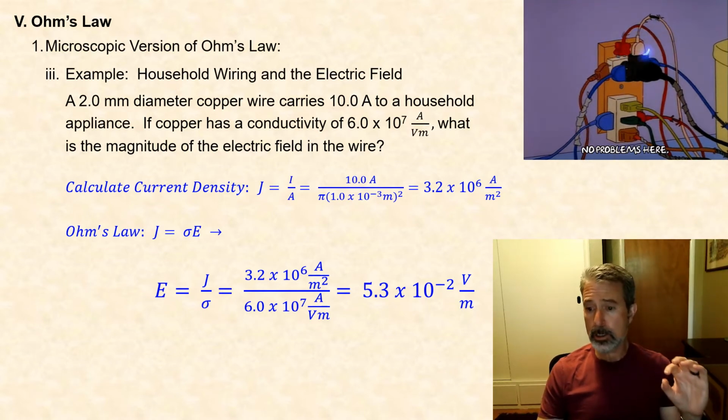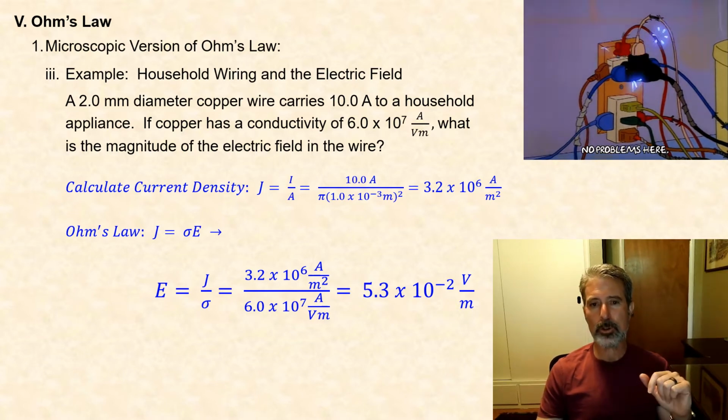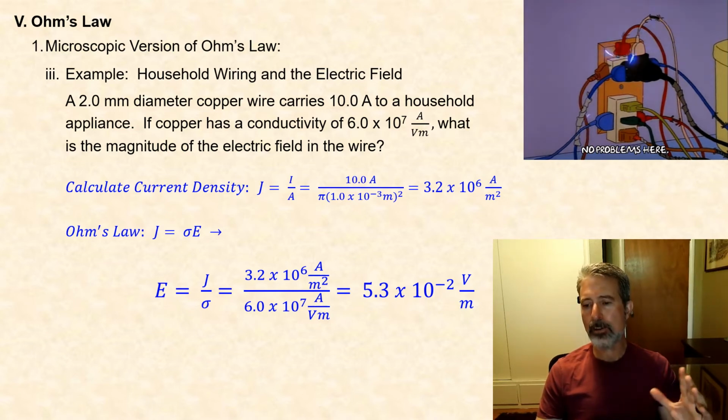And I would say here, note that the electric field is much smaller than the fields that we've been coming across in electrostatic situations. Remember we said that the electric field required for corona discharge, that is to ionize air, is on the order of about 3 million volts per meter. Think about it: because copper is such a good conductor, it has such a high value of sigma, only a very small electric field is needed to drive a very large current.